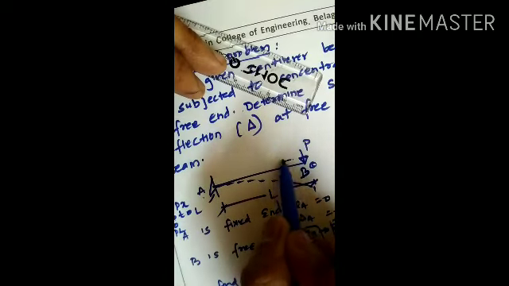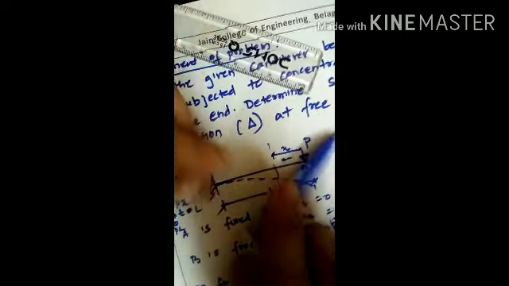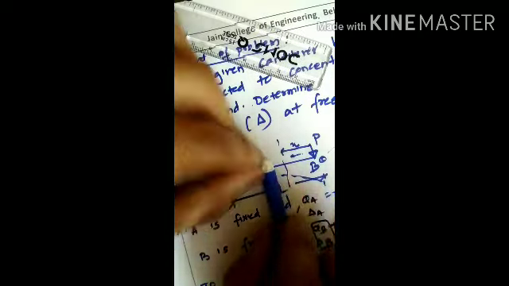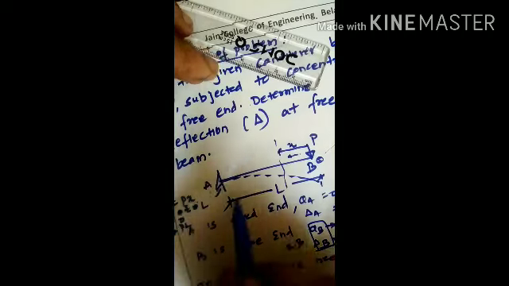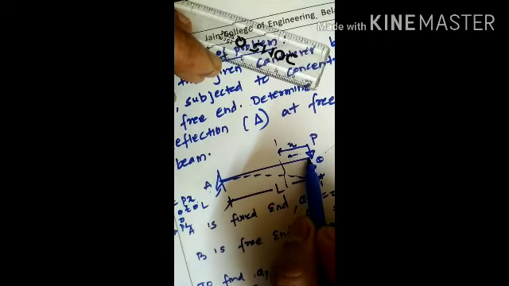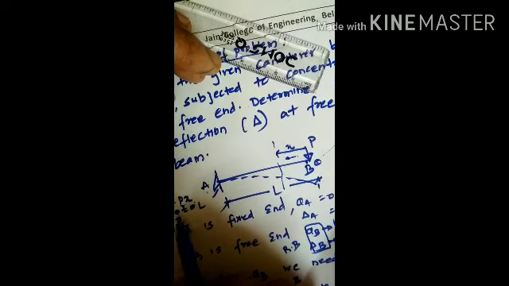It will proceed towards the left hand side, and consider any section here which is at a distance of x. Now the moment created will be in clockwise direction. So it is M is equal to P into x. So x will vary from 0 at point B, and till A it will be L. So x will vary from 0 to L.